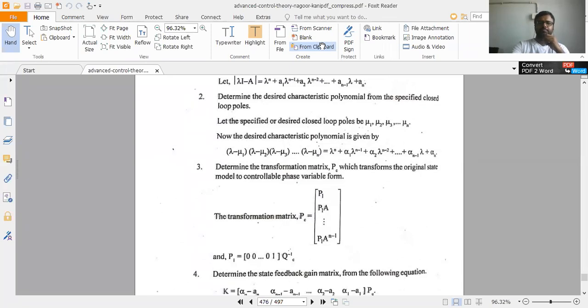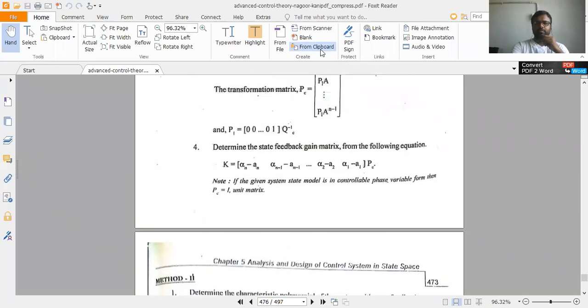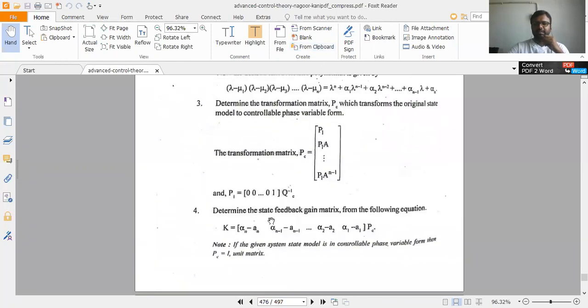After that, we have to determine the state feedback gain matrix from the following equation: K is equal to [alpha n minus a n, alpha n minus 1 minus a n minus 1, and so on up to alpha 1 minus a1] into PC, where a1, a2, a3, up to an are the coefficients of the matrix characteristic polynomial, and alpha n, alpha n minus 1, up to alpha 1 are the coefficients of the desired characteristic equation.